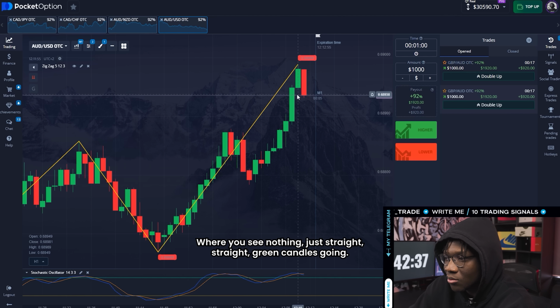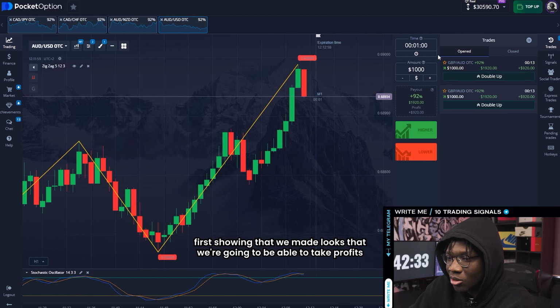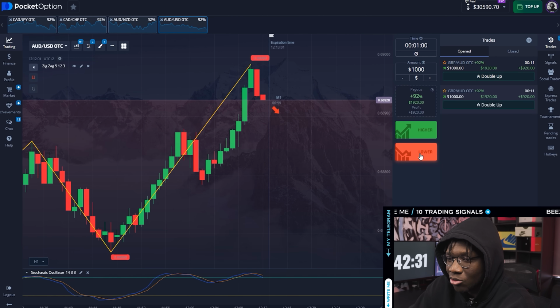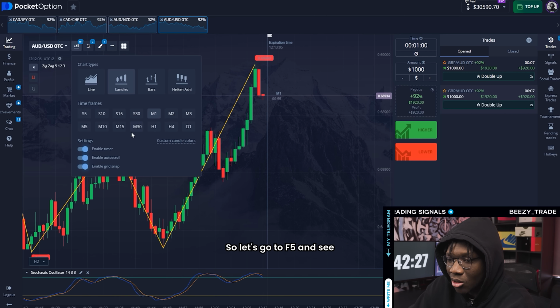We got about 16 seconds left on that first trade that we made. Looks like we're gonna be able to take profit. So right here, a call might be looking good. So let's go to M5 and see.